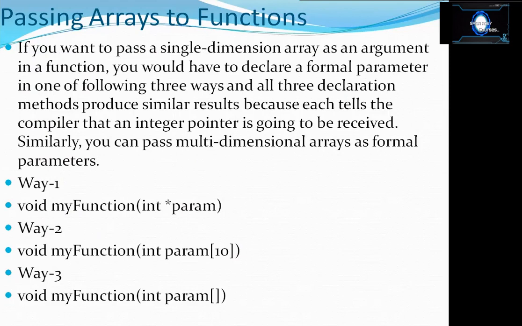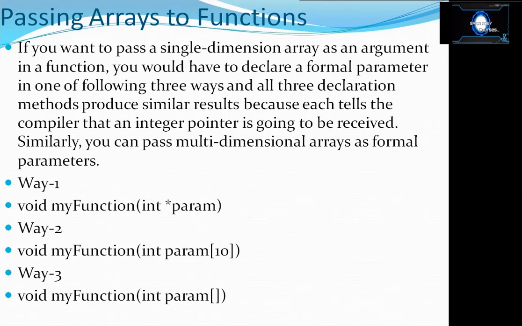Now, passing arrays to functions. If you want to pass a single-dimensional array as an argument in a function, you would have to declare a formal parameter in one of the following three ways, and all three declaration methods produce similar results, because each tells the compiler that an integer pointer is going to be received. Similarly, you can pass multidimensional arrays as formal parameters.